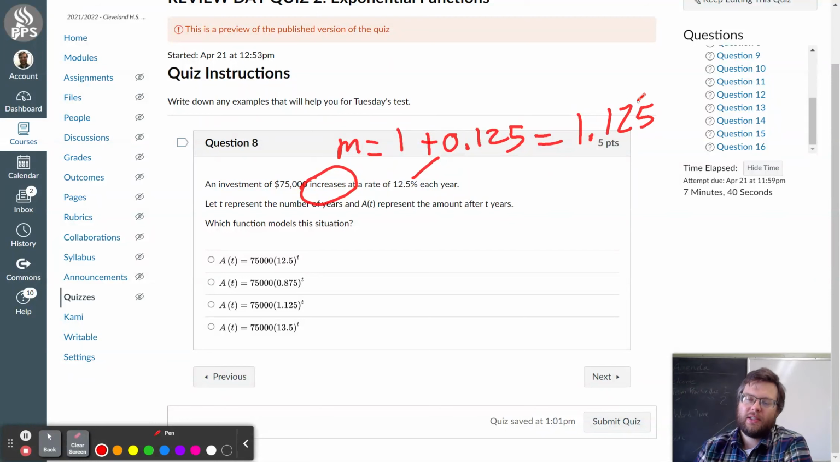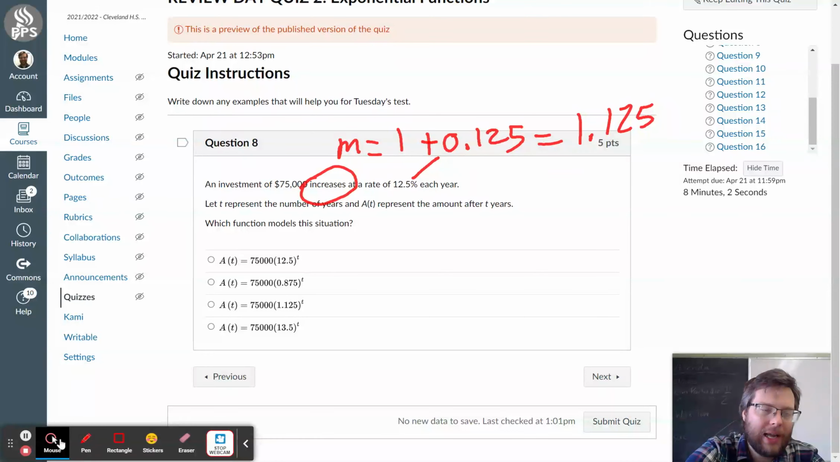We've talked about in this video a few times how growth always multiplies by a number bigger than 1. And so whenever I see the word increase, I know I'm going to multiply by a number bigger than 1. That's why I added 1 to the 0.125. That's why I added the 100% to the 12.5%.